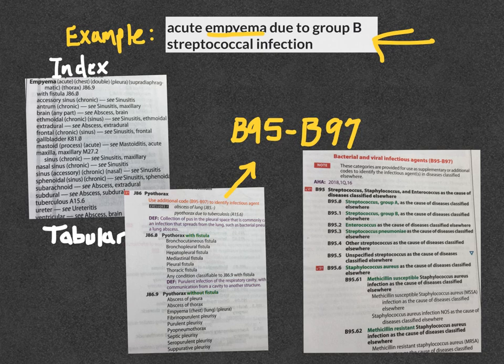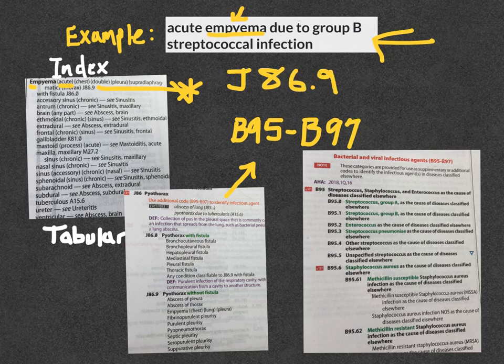In this case, if you do go look up empyema, you will come to find out that it just means pus. Remember, we've got that pi from medical terminology, pus within a bodily cavity. So we have acute empyema due to group B streptococcal infection. In the alphabetic index, we find the main term of empyema. Here you will note the non-essential modifier of acute. So acute empyema is just going to lead us to the code J86.9.